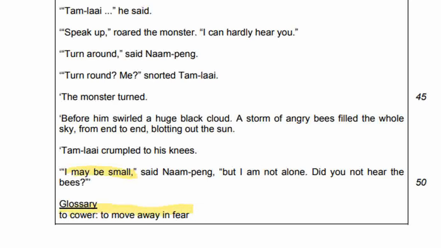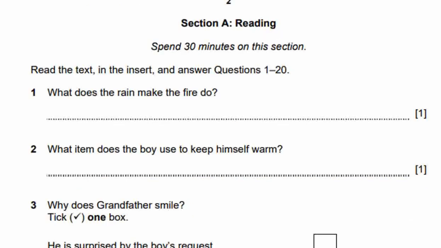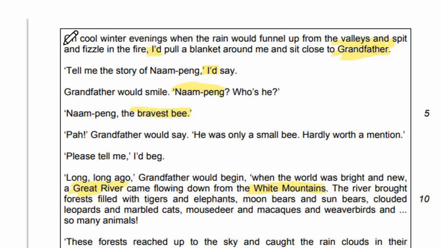Moving fear. So now let's see the question together. Keep in mind that we only have less than 30 minutes, 25 or 20 minutes to do 20 questions. So it means one question maximum up to 1 minute. Question one, what does the rain make the fire do? So important words are the rain and the fire do. The rain make the fire do. Let's check the insert. Please begin from the beginning.